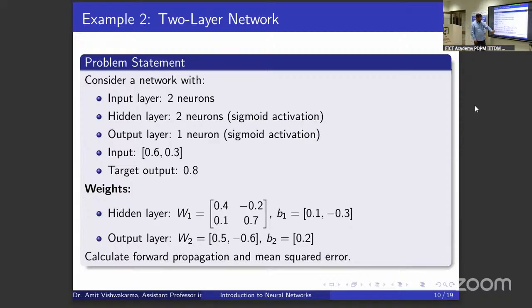Okay, that's, see, this is just a notation. If you are comfortable with some other notation, that is also fine.